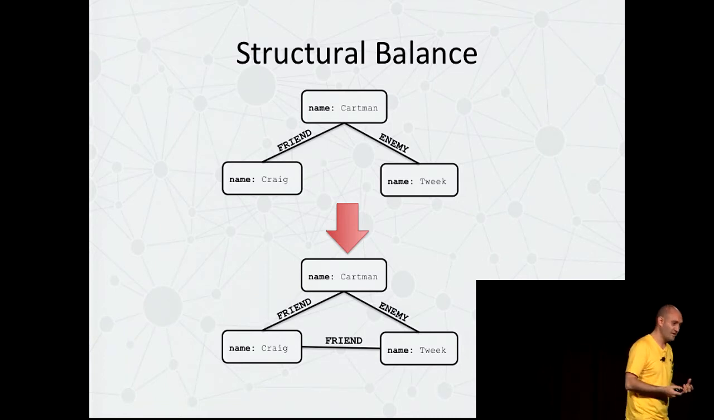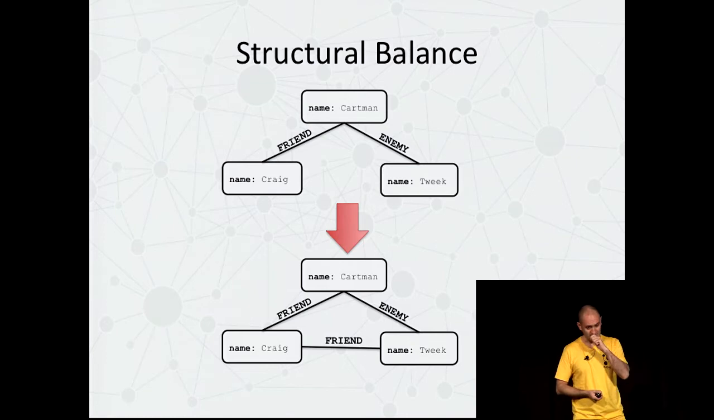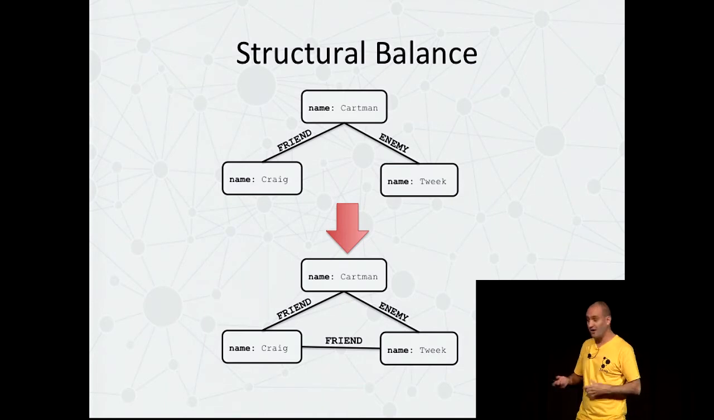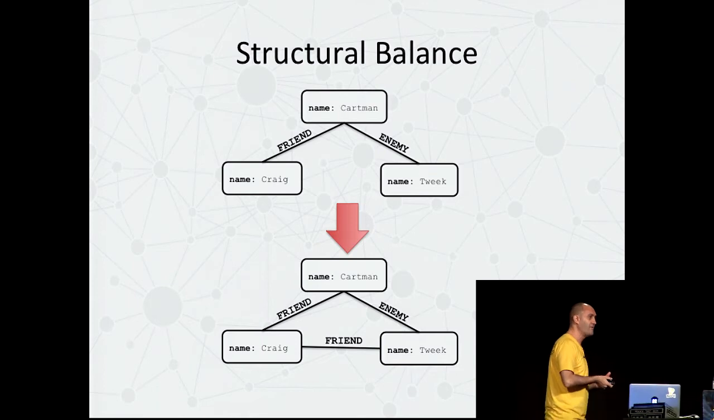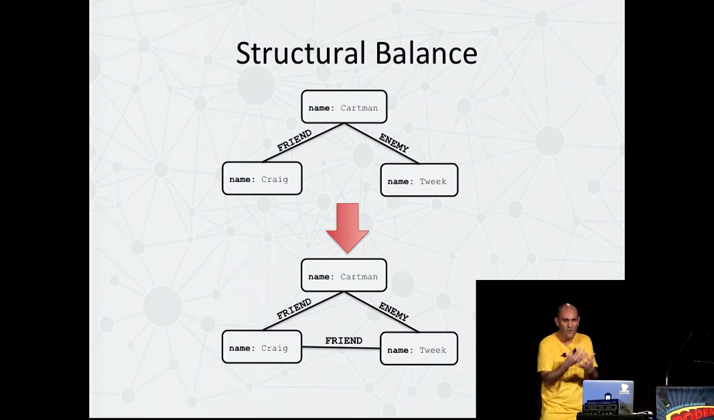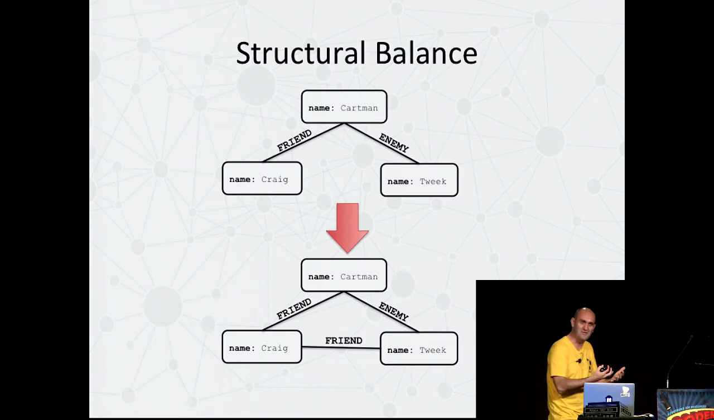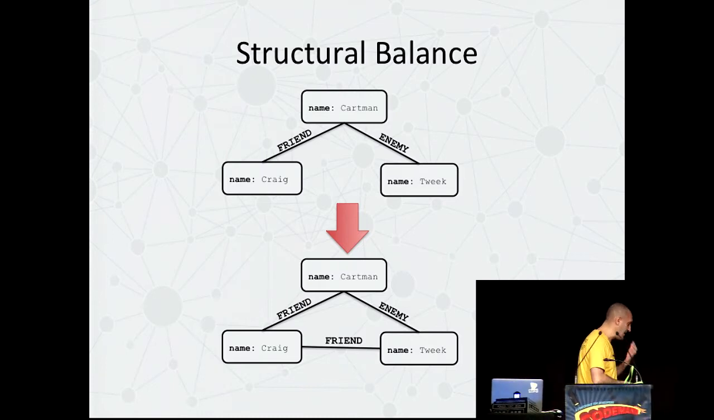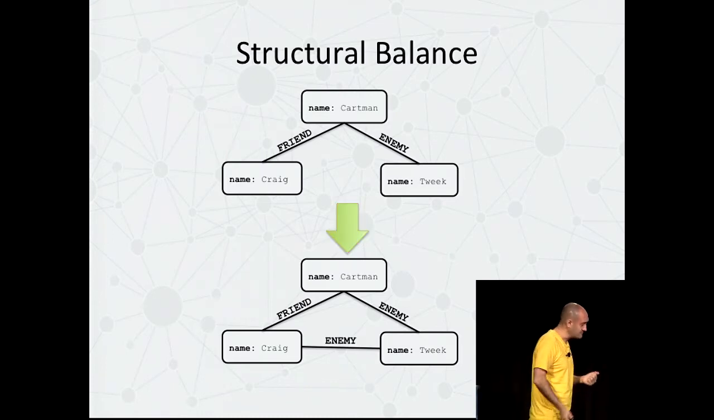So you can imagine, let me try this. Hey Craig, Tweak is a total douchebag, why don't you kick him in the nuts? And Craig would be like, no, Cartman, I'm not going to kick Tweak in the nuts because he's my friend. So that's an awkward triangle, right? That doesn't feel stable. So this is the notion in triadic closure of structural balance.